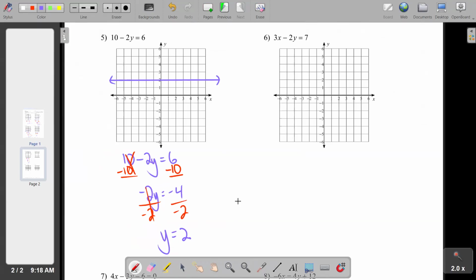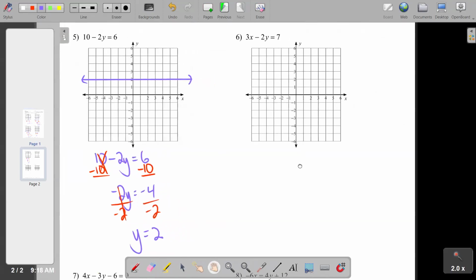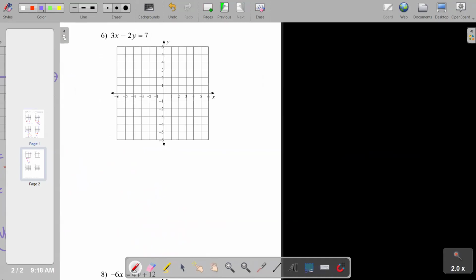Number 6, let's get this done. Okay, number 6, we're kind of back to the norm. Let's copy that equation down. What do we do first? We're almost there, guys. Let's do that.